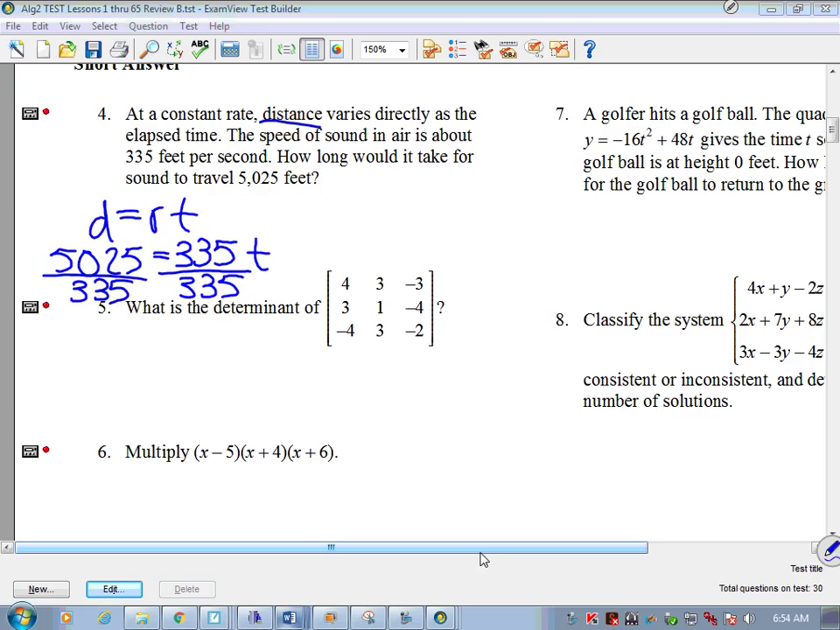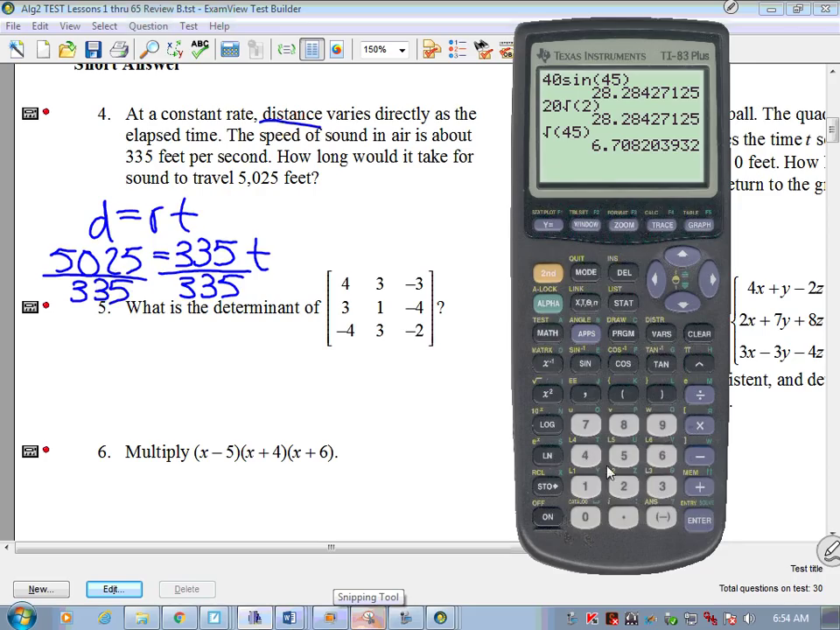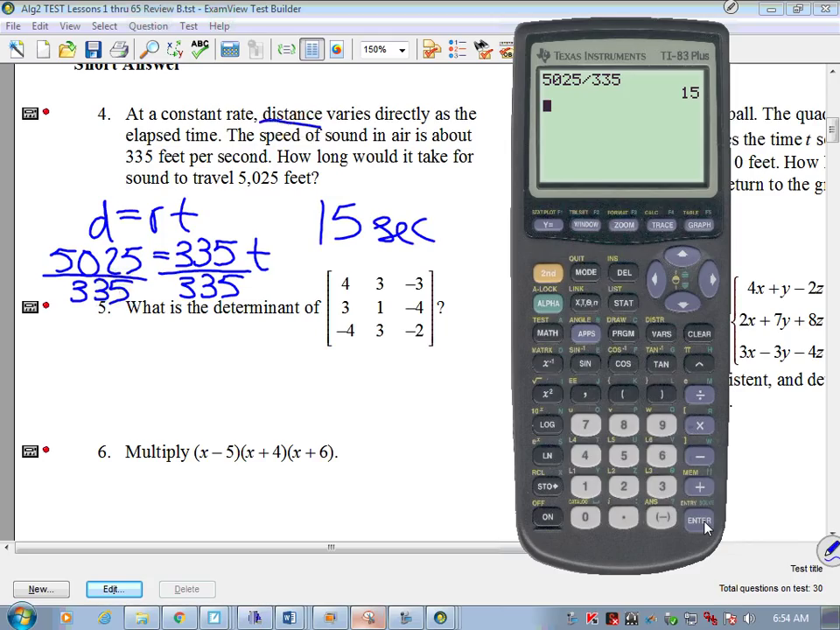Okay, so we're going to grab our calculator. Let's clear some stuff up there. 5,025 divided by 335. All right, and I'm getting 15. Let's check our answer there. 15 seconds is what we want to see. 15 seconds.